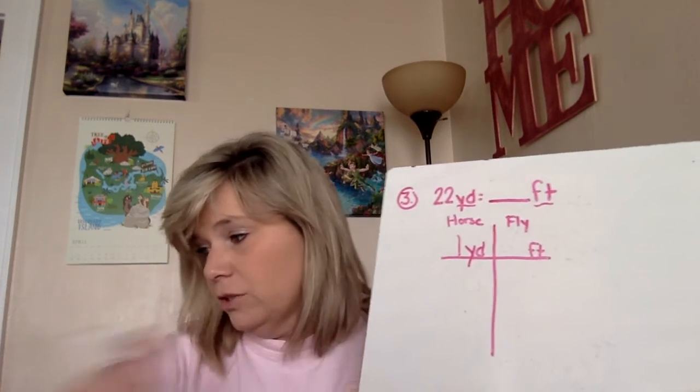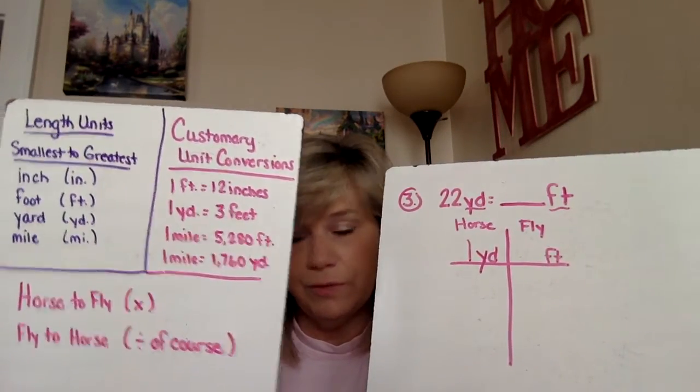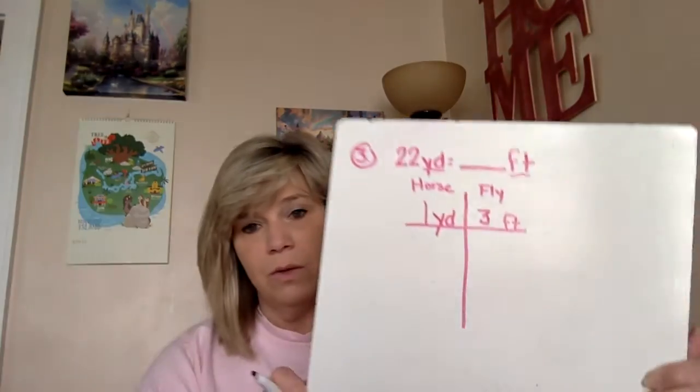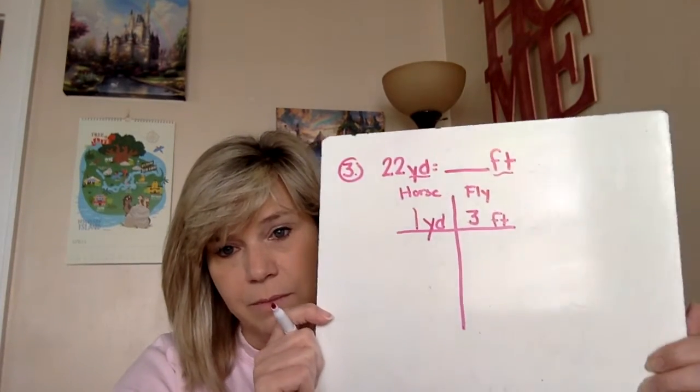Well, look back at your chart. 1 yard equals 3 feet. Now watch what I did. That first line should be the conversion that you need to memorize. 1 yard equals 3 feet. See, we haven't even used this number up here, have we? So make sure you put that in.